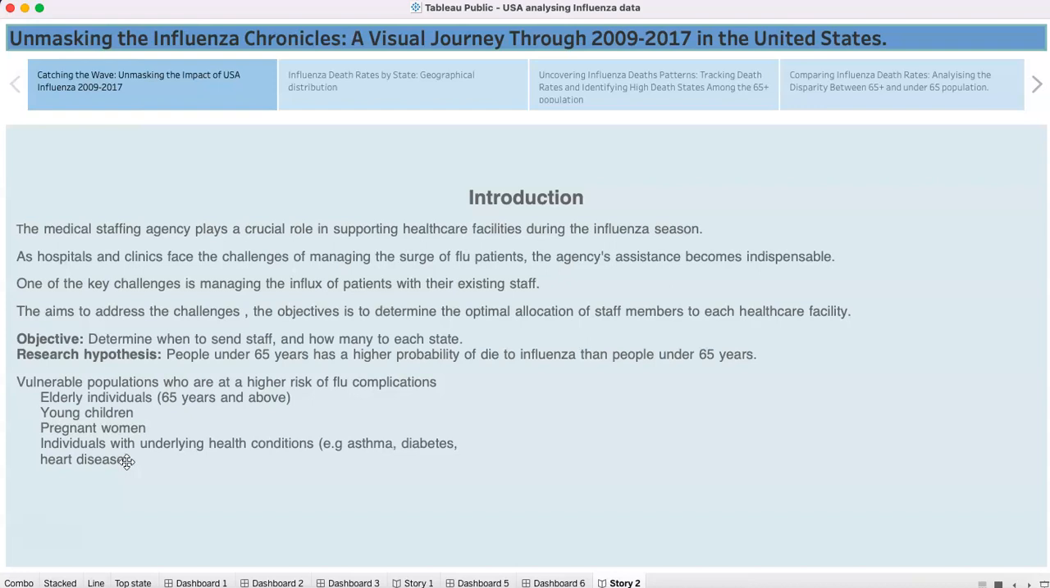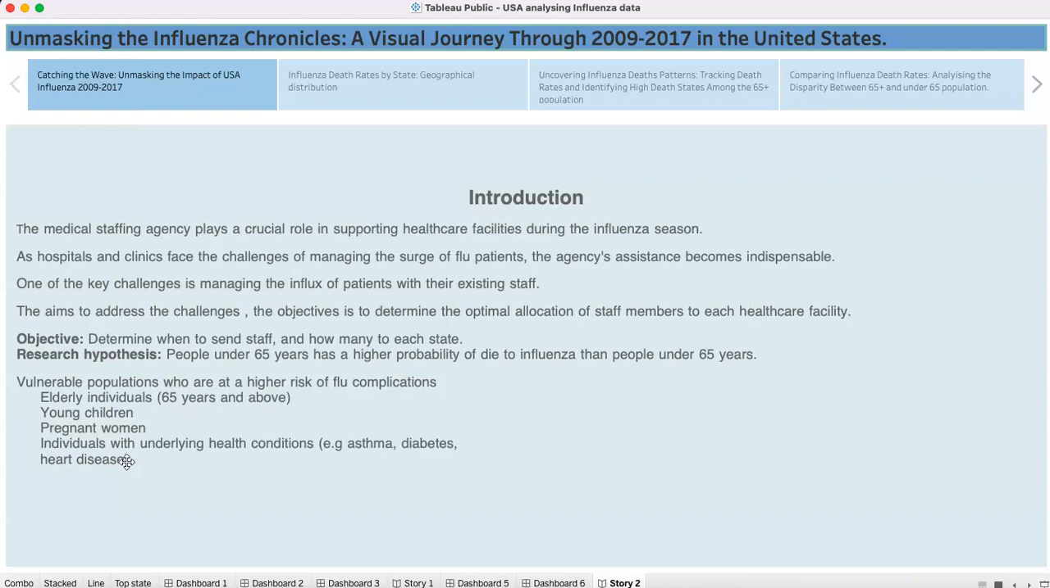The objective of my analysis is to determine when and how many staff members to send to each healthcare facility to ensure effective patient care during the influenza season. By understanding the patterns and trends in USA influenza data, I aim to optimize staffing levels and improve patient outcomes.